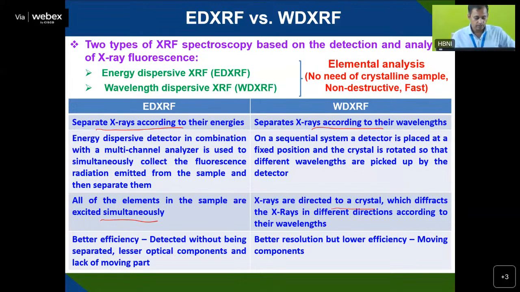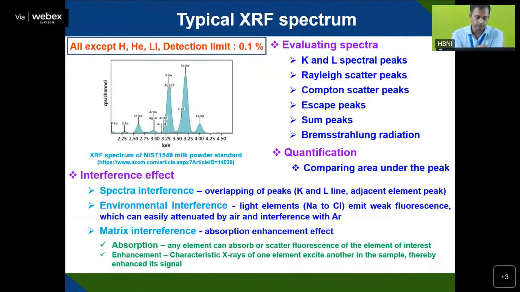In the case of EDAX, the X-ray is detected by energy without being separated, so each wavelength is not necessarily separated. But in WDXRF you have to separate wavelength-wise, and that is the difficult part, but using WDS you are able to identify the elements. All elements except hydrogen, helium and lithium can be detected by XRF. So all elements with Z higher than lithium can be identified by X-ray fluorescence, and the detection limit is about 0.1%.